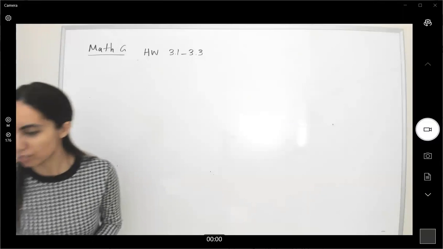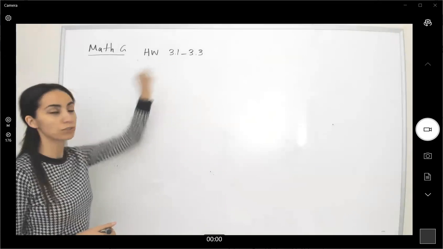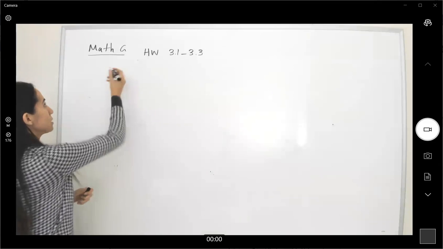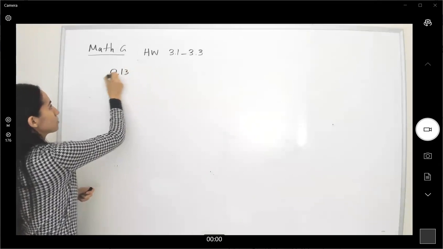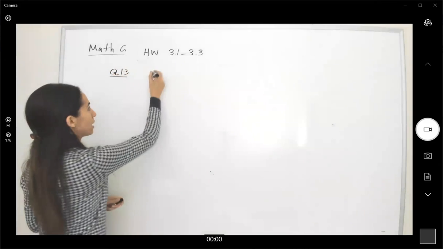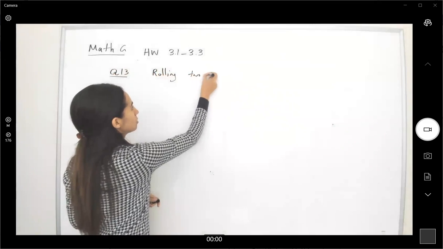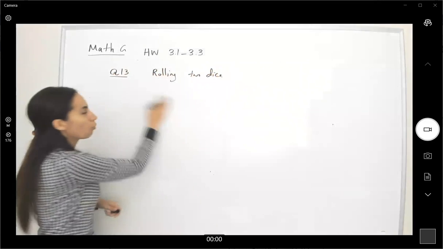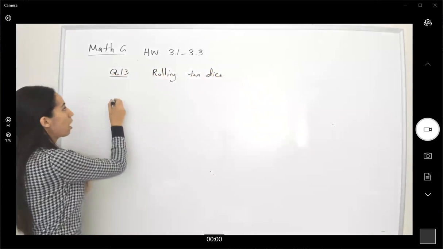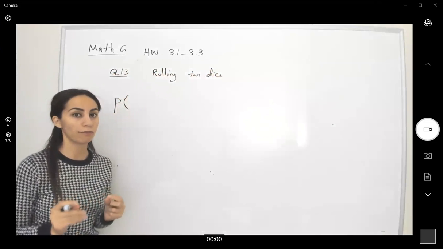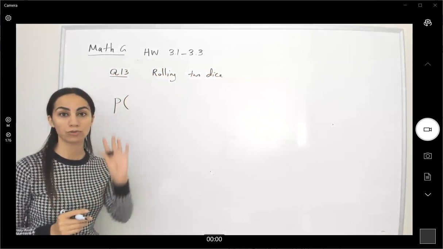Very well. So for homework 3.3, we have question 13. Question 13 says you have two dice and you're rolling two dice. What is the probability that the sum of the numbers is equal to 5?